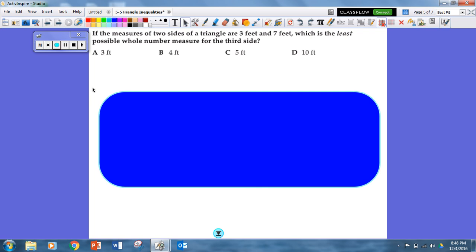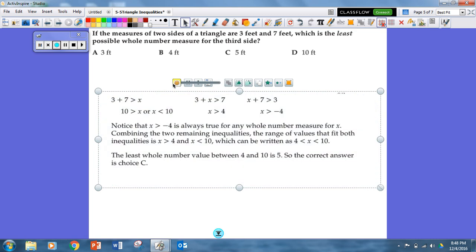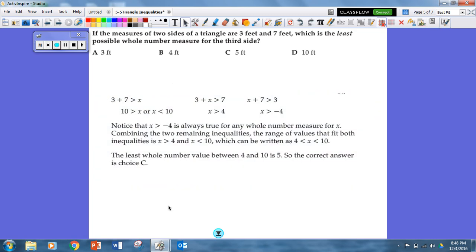Our next example is, if the measures of two sides of a triangle are 3 feet and 7 feet, which is the least possible whole number measure for the third side? Take a moment, figure it out. And our answer is going to be C, because while 7 minus 3 does equal 4, 4 cannot be the side, it has to be greater than 4. Therefore, of our choices, the least possible one could be 5.